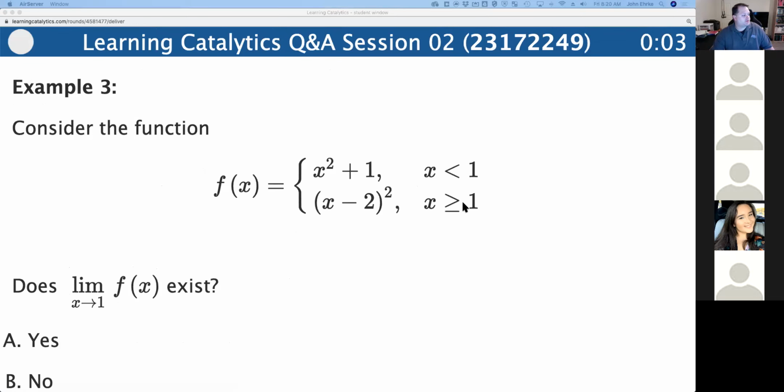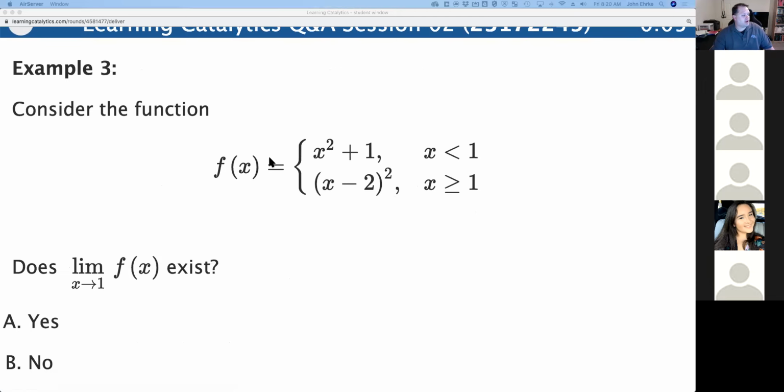All right, so on this problem, you have a piecewise defined function. You have the function x squared plus 1 for x less than 1, and then you have the function x minus 2 squared for x greater than or equal to 1. So the only question that I'm asking you here is, and I'm not asking you for the value of the limit, I'm just simply asking you, does the limit at 1 exist?